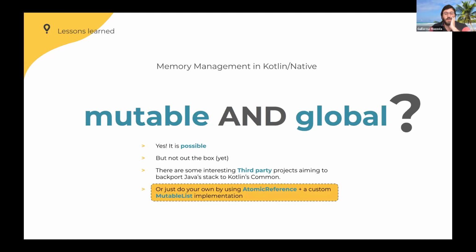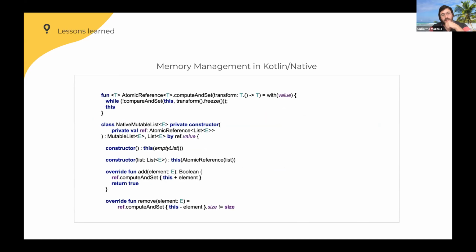Basically by taking advantage of the atomic reference and a custom implementation of a mutable list. This is a draft of the code that we have. Here you can see that we have declared a native mutable list that implements the interface MutableList and has a reference to an atomic reference, which holds the list. The key part is how to handle mutations of the list.